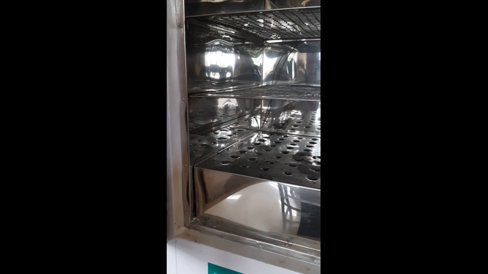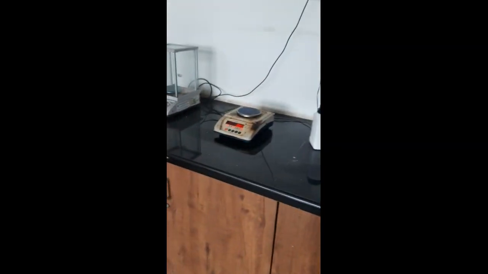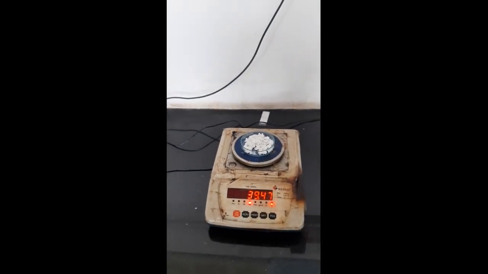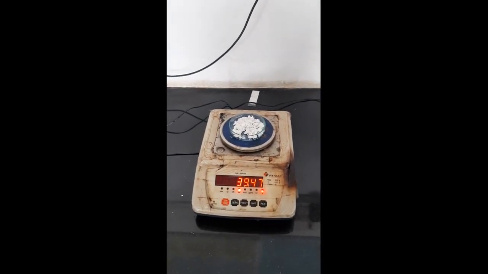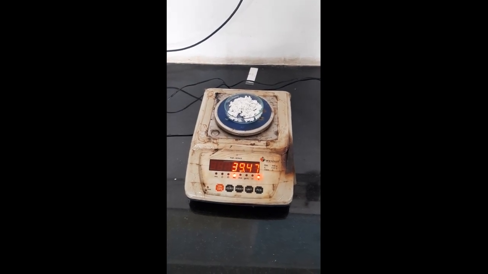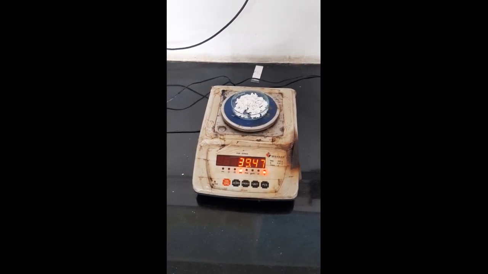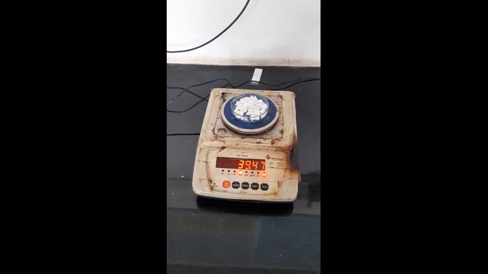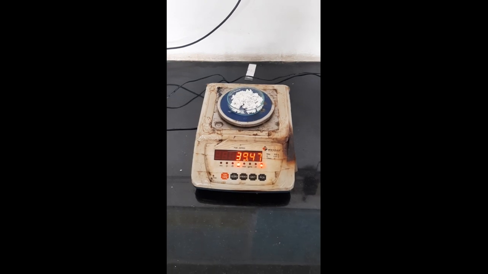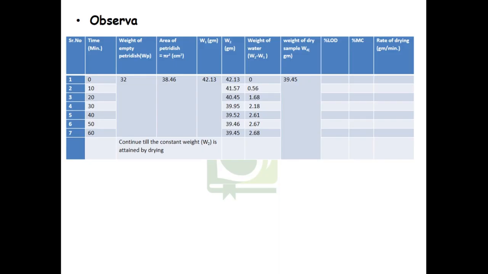Now our next 10 minutes are over, and now let us see what is the weight. So the weight is now 39.47. Okay, so that means we have attained our constant reading, and now we will stop the procedure and we will proceed for the calculations. Now we will see the observation table.